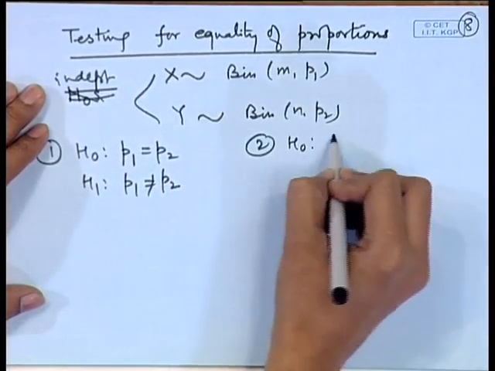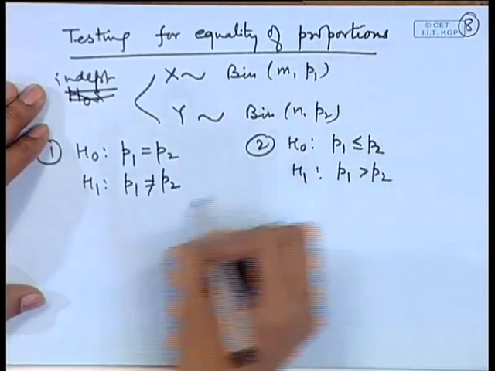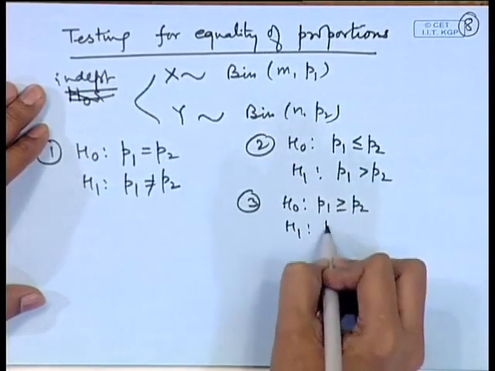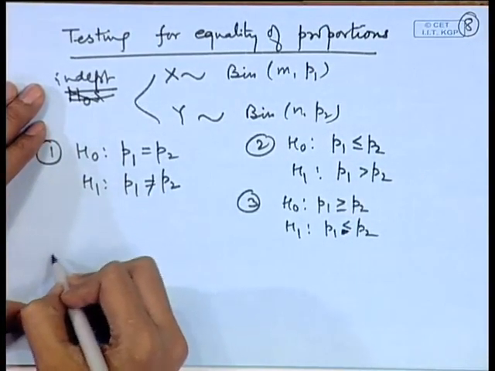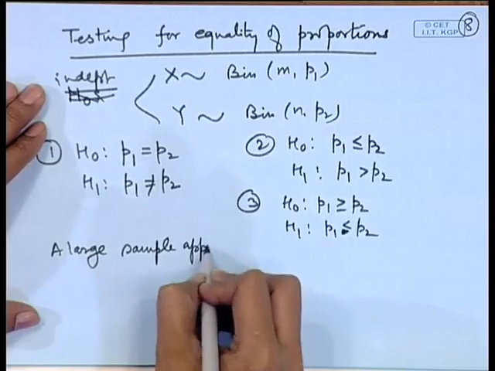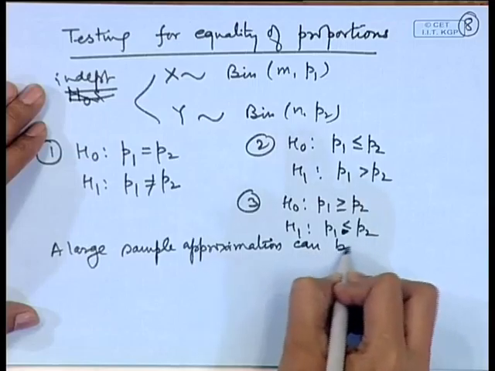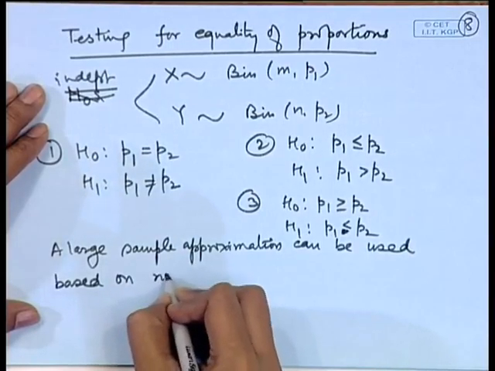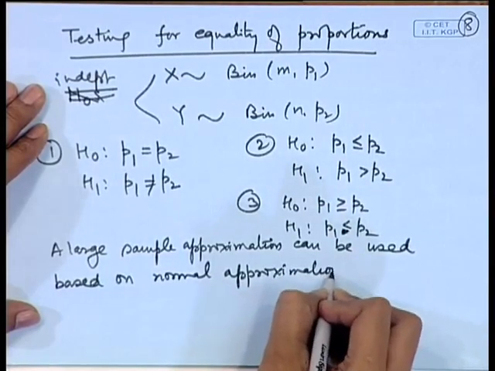We may test p 1 is less than or equal to p 2 against p 1 is greater than p 2, or say H naught: p 1 is greater than or equal to p 2 against H 1: p 1 is less than p 2, etcetera. A large sample approximation can be used, based on normal approximation to binomial.